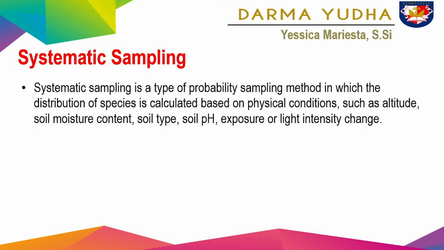Systematic sampling. Systematic sampling is a type of sampling method in which the distribution of species is calculated based on changes in physical conditions such as the altitude, soil moisture content, soil type, soil pH, exposure, or light intensity. Random sampling is not suitable for every place that you may wish to survey. You might want to investigate how species are distributed in an area where the physical conditions such as the altitude, soil moisture content, soil type, soil pH, exposure, or light intensity change.